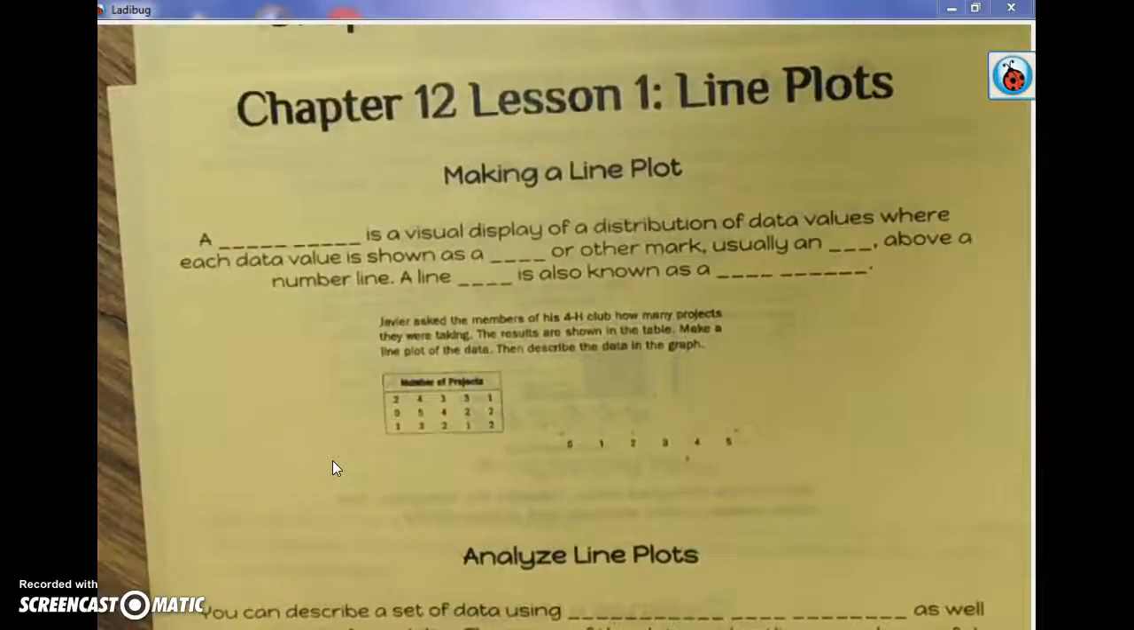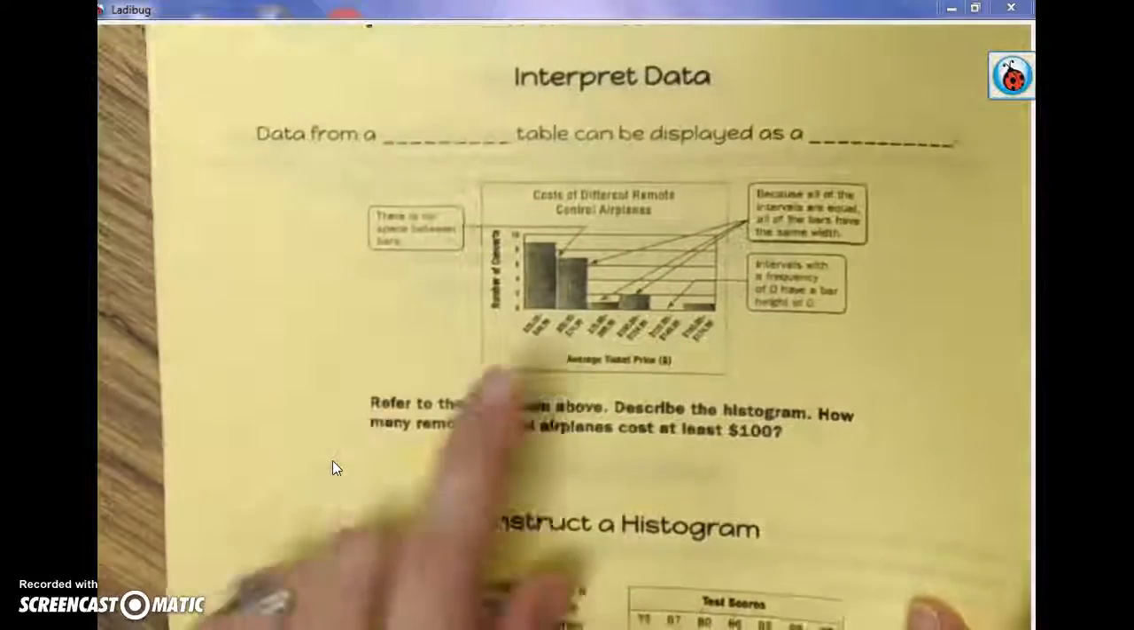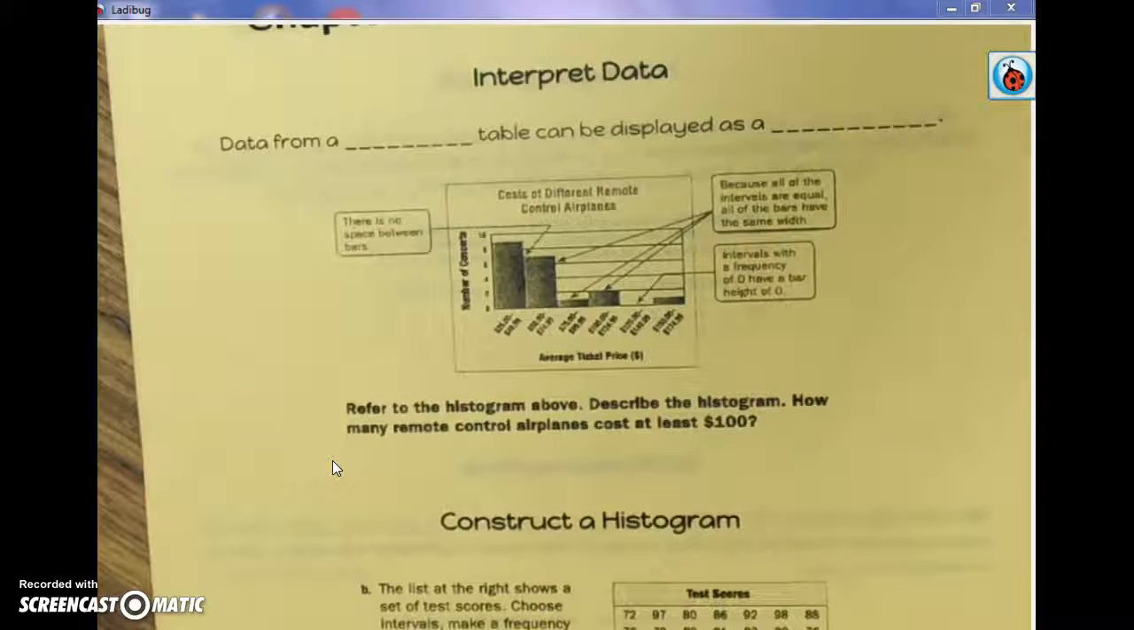Okay, so today we're going to be talking about histograms. What kind of graph does that look like? Ethan? Bar graph. A bar graph. Do you see any differences between this and a bar graph? Colt? It's like this. No spaces between bars.